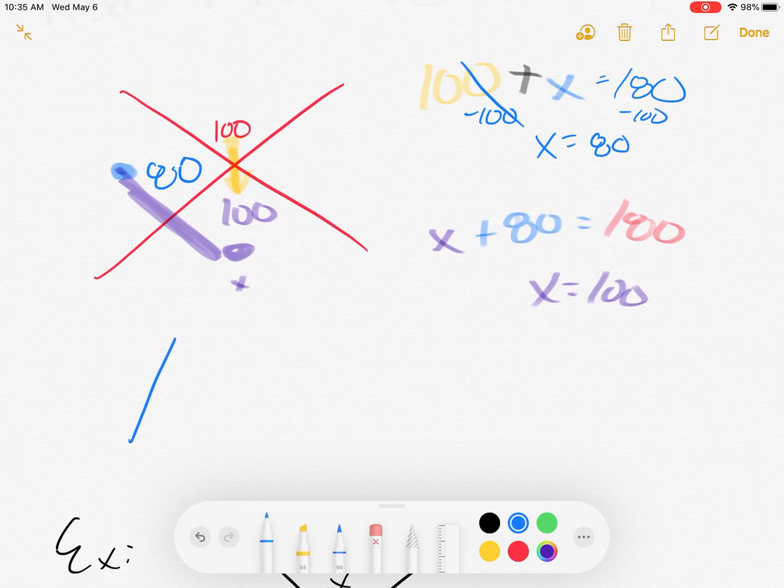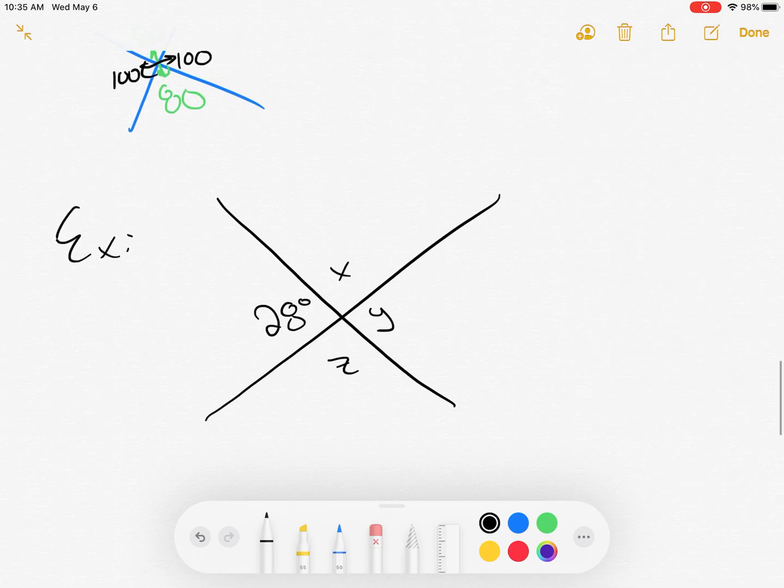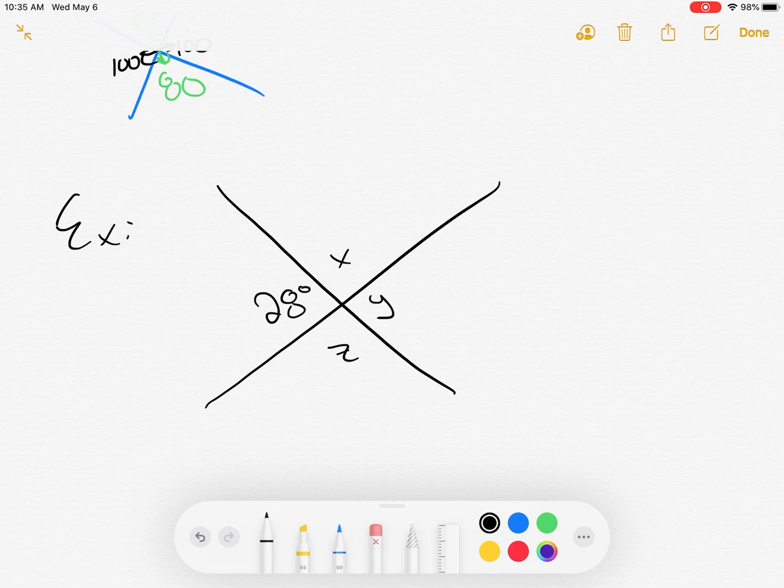So an example of vertical angles would be if you have this one is 100, this one would also be 100. If this one is 80, then this one would also be 80. The angles straight across from one another across the vertex are equal. Okay, now in this example, I want to find x, y, and z.